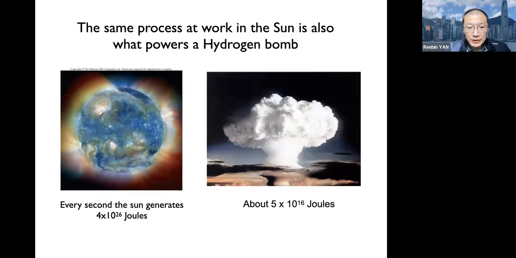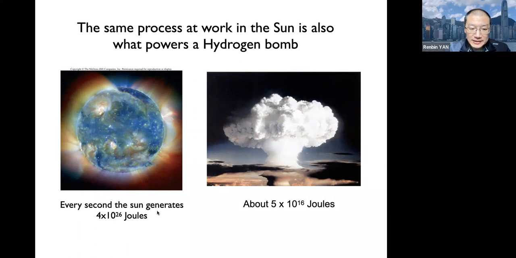So what is nuclear fusion? Nuclear fusion is when you put two light elements together and they make a heavy element. In that process, a small amount of mass gets converted to energy. That same process at work in the sun is also what powers a hydrogen bomb. Not an atomic bomb, right? Atomic bombs and hydrogen bombs are different. A hydrogen bomb is actually doing the same thing as what's happening in the center of the sun. But of course, it's much weaker than the sun itself.